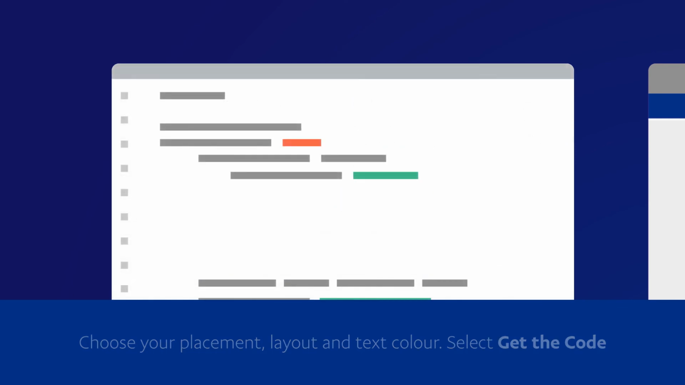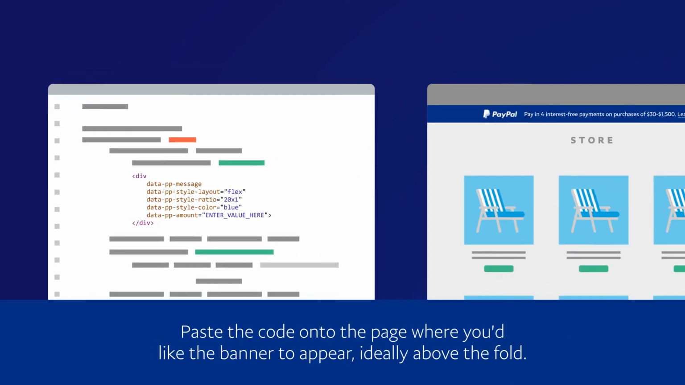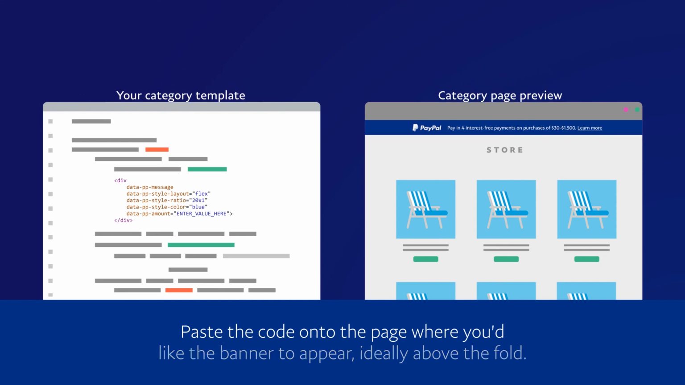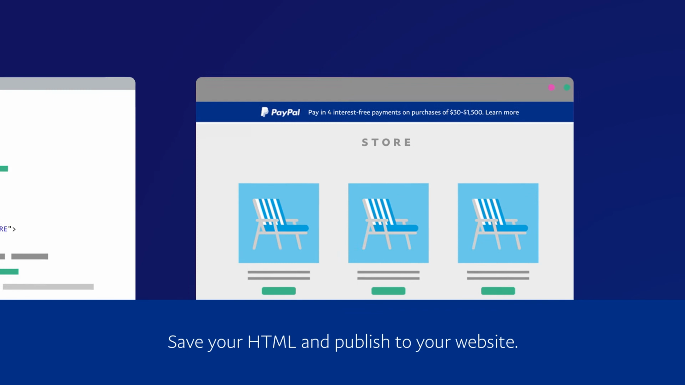Paste the code onto the page where you'd like the banner to appear, ideally above the fold. Save your HTML and publish to your website.